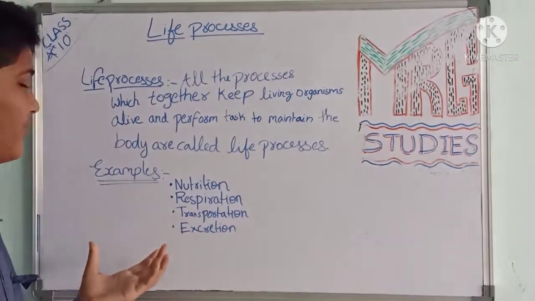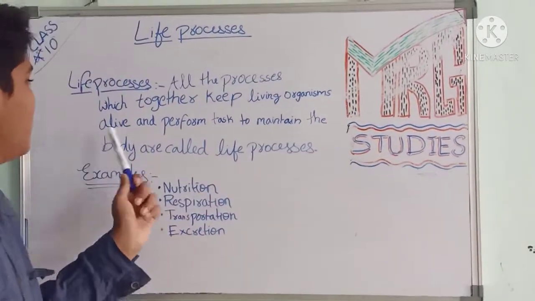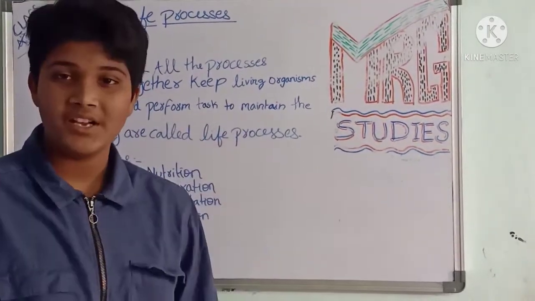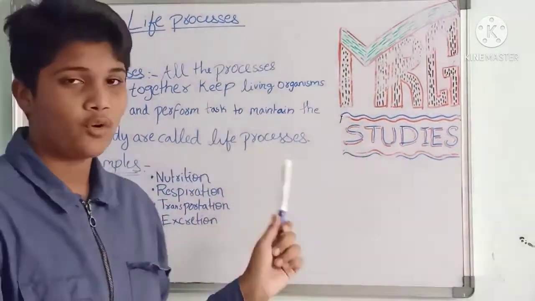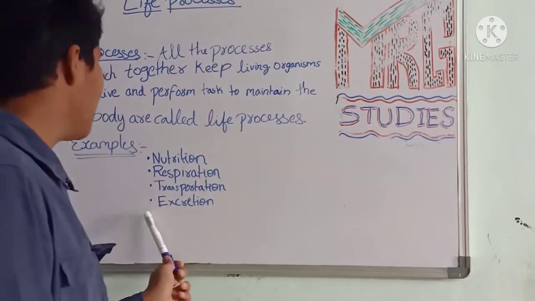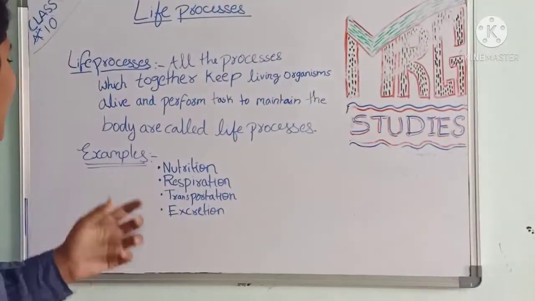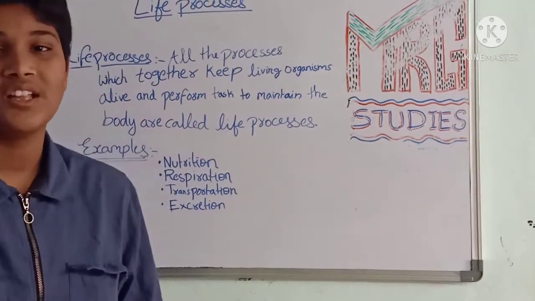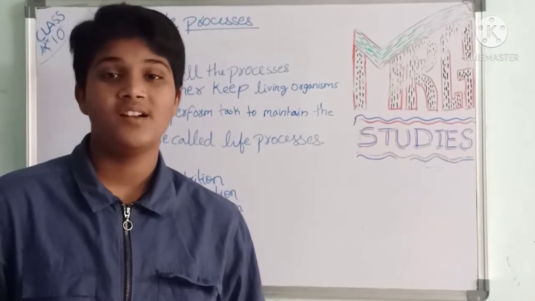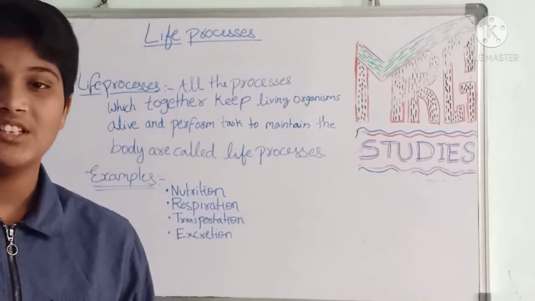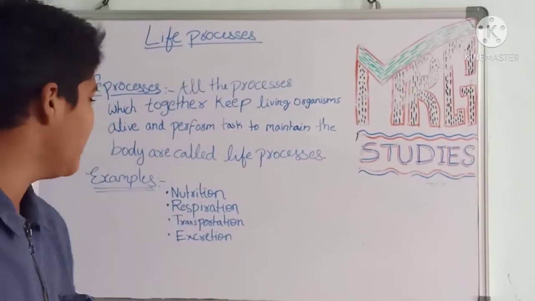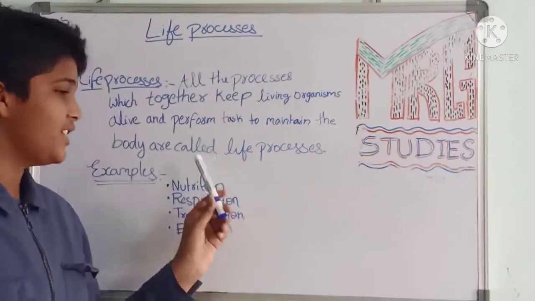Okay, let's go into the topic life processes. All the processes which together keep living organisms alive and maintain the body are called life processes. For example, nutrition, respiration, transportation, excretion. In our body there are many living organs like hands, legs, brain, and our eyes. With these organs, we can do anything in our life. I will tell you the topic of nutrition in this life process.